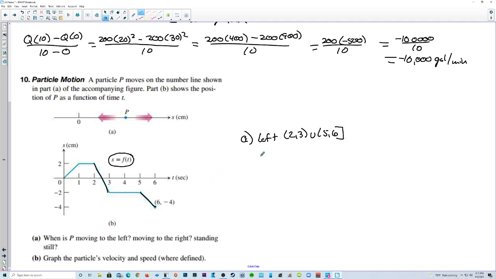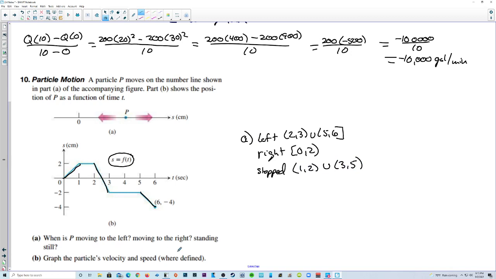Moving to the right. That's where the slope is positive. So 0 to 2. And standing still. So stopped. That's going to be 1 to 2 because the position isn't changing. It's staying at 2. So 1 to 2. And then 3 to 5.